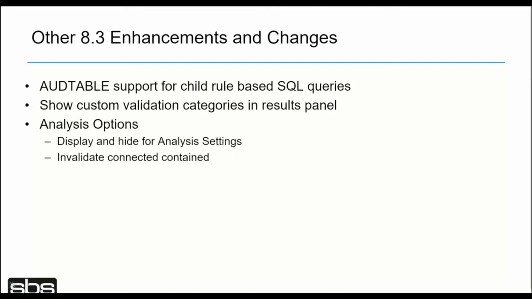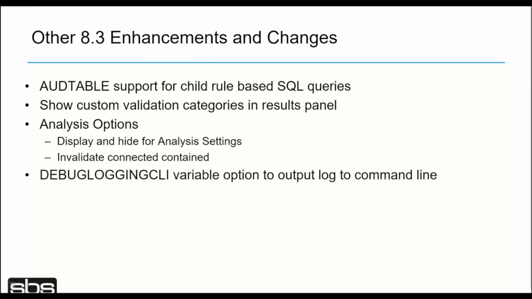Along with that are more options for controlling what's shown in the analysis enabling settings, and the sets of objects that are automatically validated and analyzed. There are also new options for logging the rule output to the command line. We previously allowed better logging capabilities, but now this can be turned on and more easily accessed and viewed as you're working through and testing rule changes.